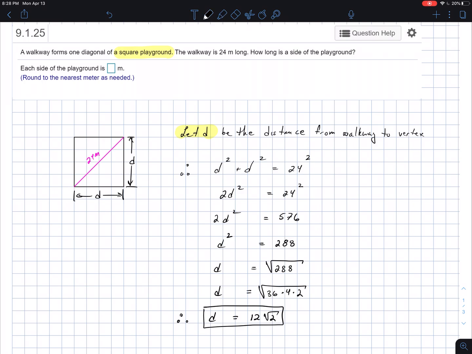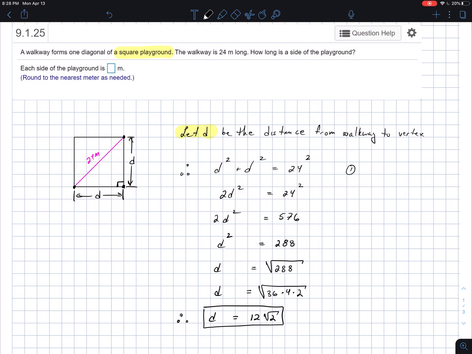And so I said, let d be the distance from the walkway to the vertex. In other words, from this pink point all the way down to this vertex down here, okay? And the same thing from this pink point to this vertex here. So we've now made a right triangle, which is great because now we can apply the Pythagorean theorem. And that's exactly what we did.